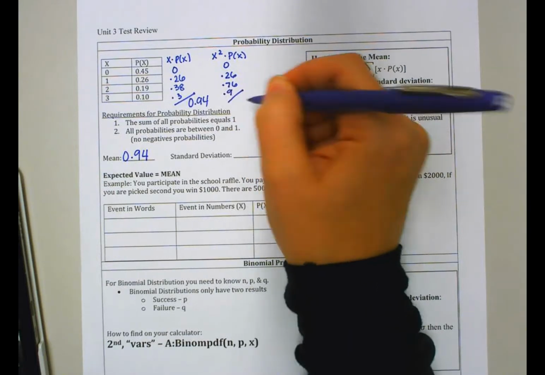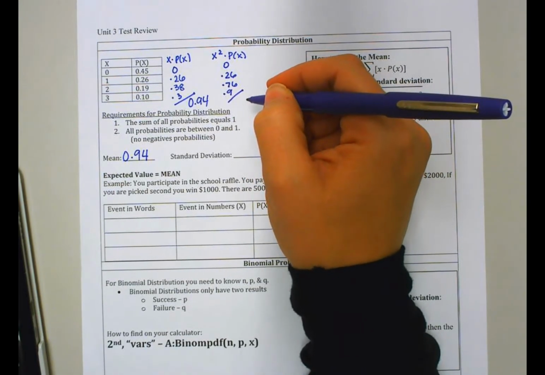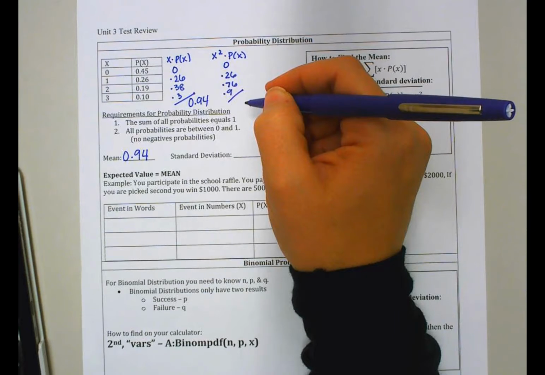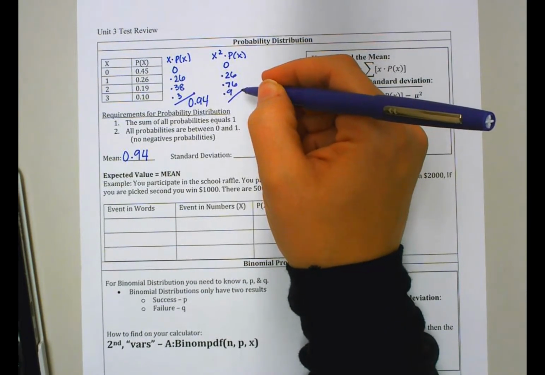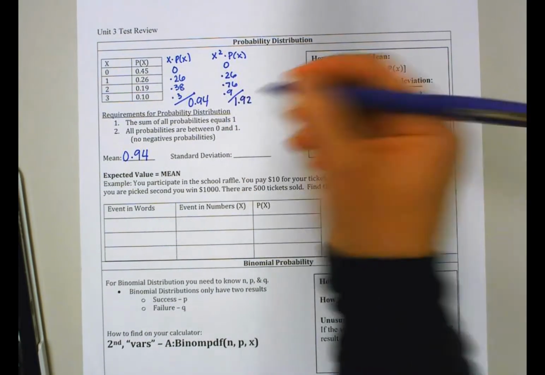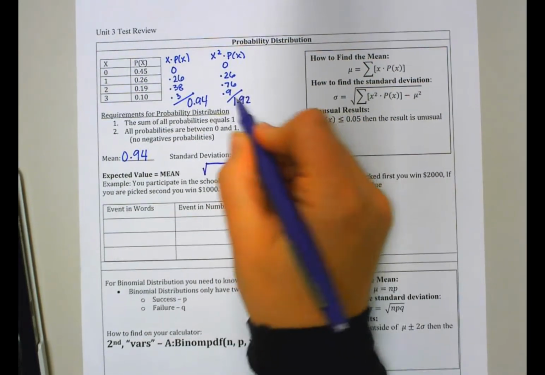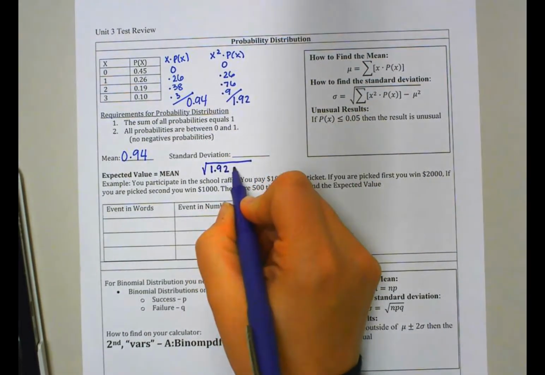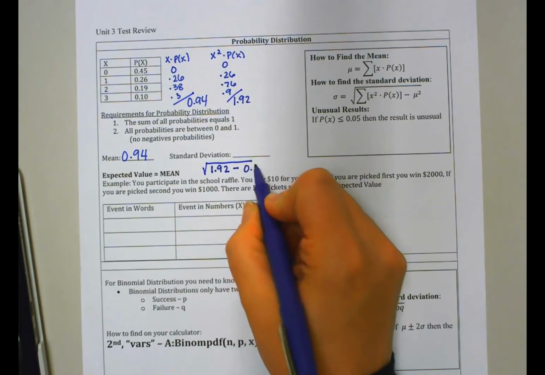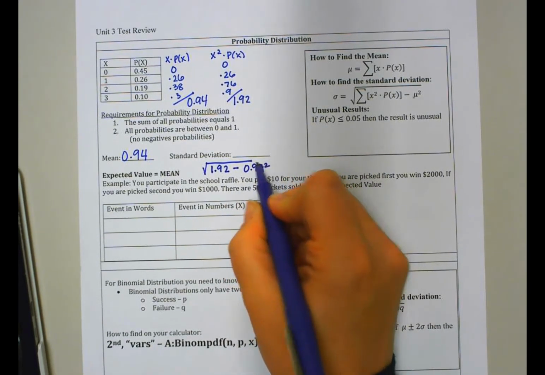So I'm going to add up these values now. That doesn't give me the standard deviation, but it is a value that we need. So here we get 1.92. Then to find the standard deviation, we're going to take the square root of this value, 1.92, subtracted from our mean squared. Sorry, that should be a 4.